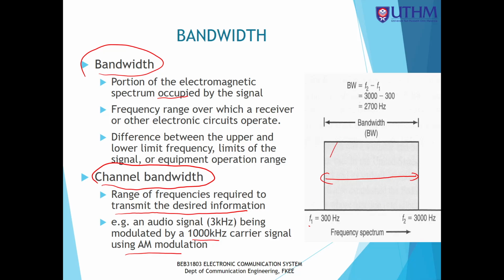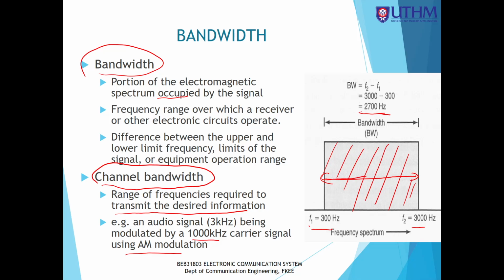So you see that here these are the frequency range used for a certain application, from 300 Hz to 3000 Hz. So how to calculate the bandwidth? We subtract the lowest frequency from the highest frequency. Remember, the unit for bandwidth is hertz. Okay, so in this example, the bandwidth is 3000 hertz minus 300 hertz. So the bandwidth is 2700 hertz.